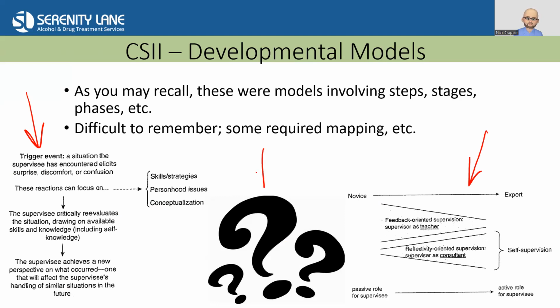models, and here is Nick's question marks in the center. They're difficult to remember unless you have them all mapped out. Once again, these are Nick's question marks. They didn't come with the developmental models, although I believe some should have.